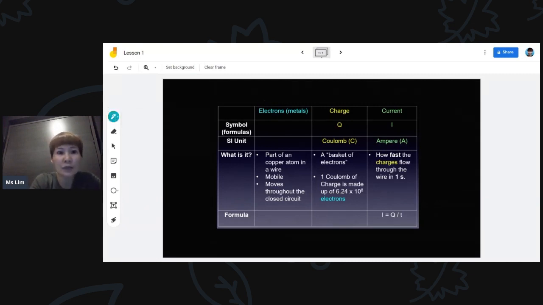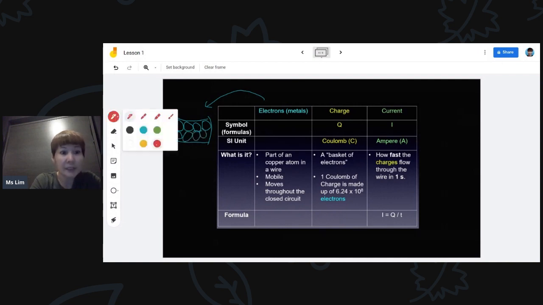We know that electrons are part of the atom. Now, what atom am I talking about? I'm talking about the copper wire atoms. These are the copper wires. The copper wires are the ones that provide the electrons, or the delivery people, to deliver the energy.